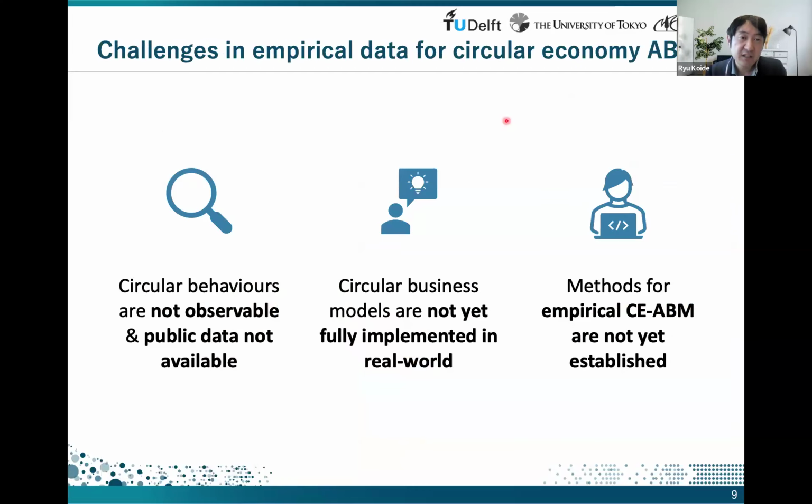But the challenge here is empirical data, because circular behaviors during the use phase are not observable, and generally speaking, public data about internal decision making is not available. And the circular business models, like sharing service, are not yet fully implemented in the real world. So it's really difficult to get real world data for parameterization. And also, empirically grounded circular economy ABM methodology is not yet established.